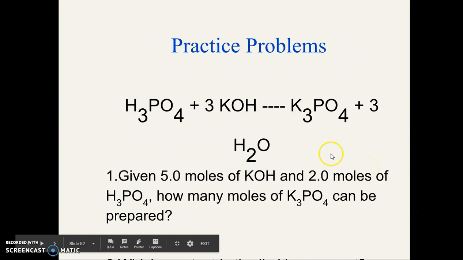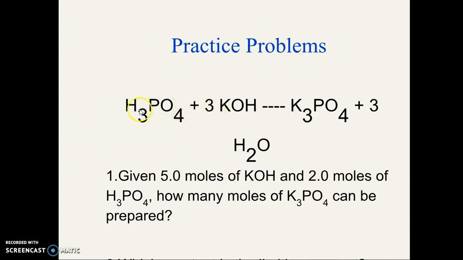So here's an example. I have H3PO4, phosphoric acid, plus this base, potassium hydroxide, KOH. This is a neutralization reaction. I'm going to make potassium phosphate, K3PO4, and 3 waters, or 3 moles of water. If I have 5 moles of KOH and 2 moles of phosphoric acid, how many moles of K3PO4 can be prepared? So I'm going to have to figure out, starting with my 5 moles of KOH, how many moles of K3PO4 can I make? And if I have 2 moles of H3PO4, how many moles of K3PO4 can I make? I'm going to solve both of these problems separately.